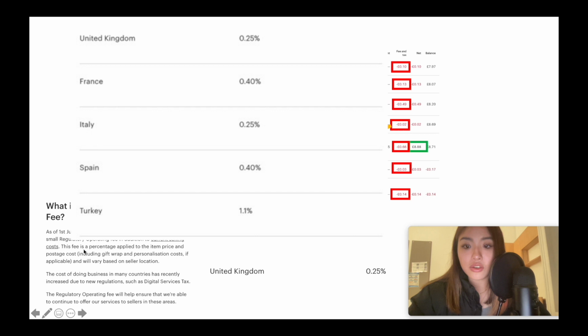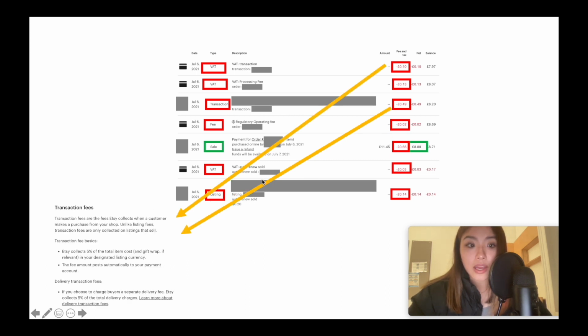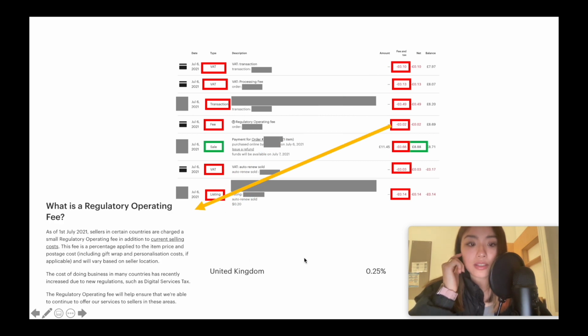This fee is a percentage applied to the item price and postage cost, including gift wrap, personalization costs, if applicable, and will vary based on seller location. Costs of doing business in many countries have recently increased. Due to new digital services tax, regulatory operating fee will help ensure we're able to continue to offer our services to sellers in this area. So, yeah, it's sad, but oh well. So that's the operating fee, and you might get charged tax on this because it's such a small amount here. It's only like 2p. I don't think we'll get charged tax on 2p, but if it's more, then you may get charged VAT on that.